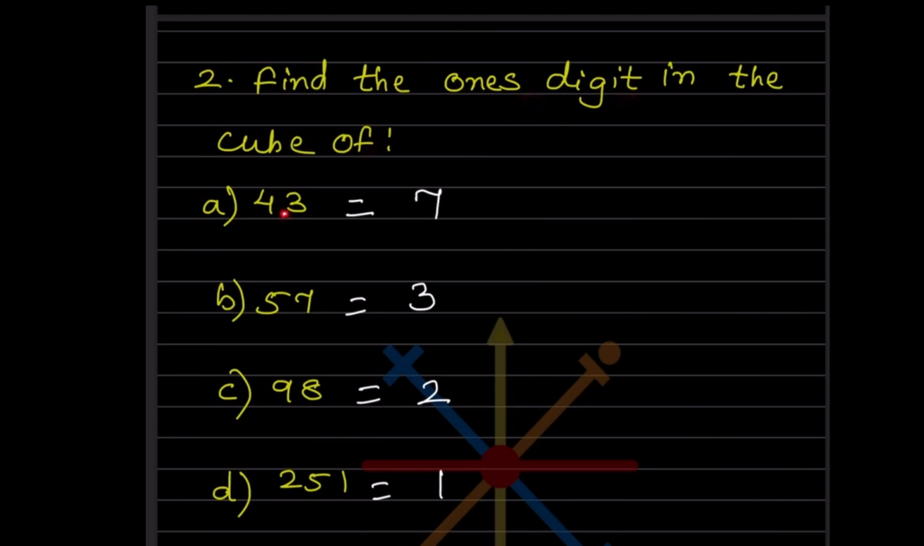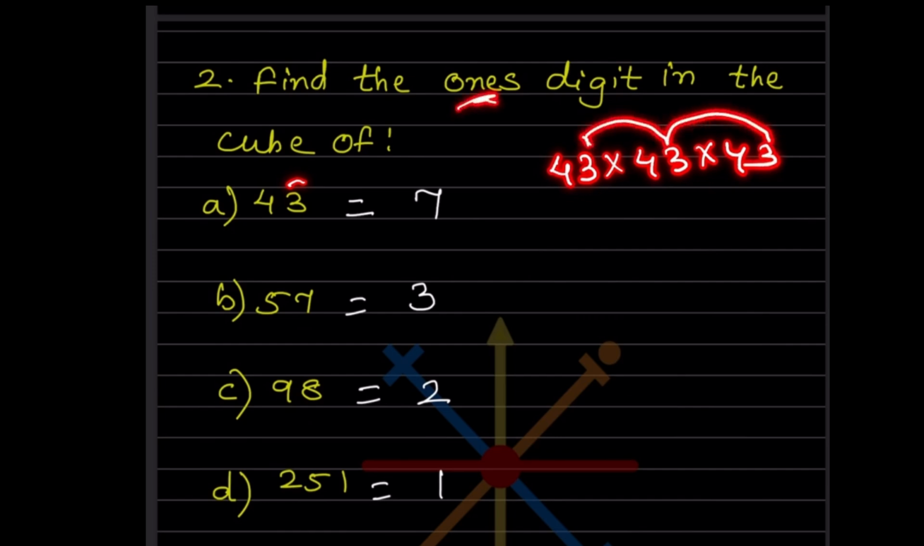So when you take a cube of this one, we don't have to take the cube exactly now: 43 into 43 into 43. Okay. Now you can see, because of the ones digit, you will just look at these threes. So 3 into 3 into 3 means what is that? 3 threes are 9. 9 threes are 27. So now concentrate here. This is 27.